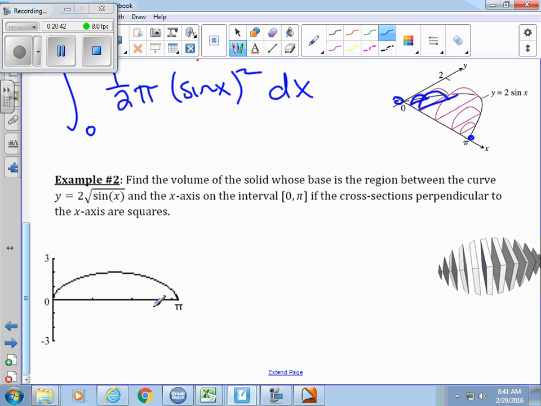Find the volume of the solid whose base is the region between the curve 2 square root of sine of x and the x-axis on the interval 0 to pi. If the cross sections are squares perpendicular to the x-axis.